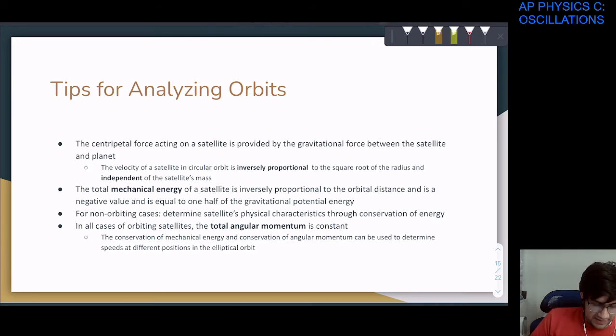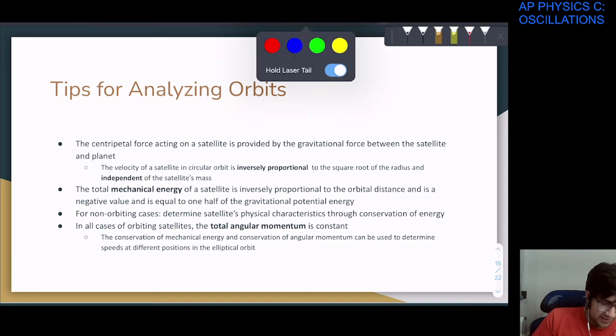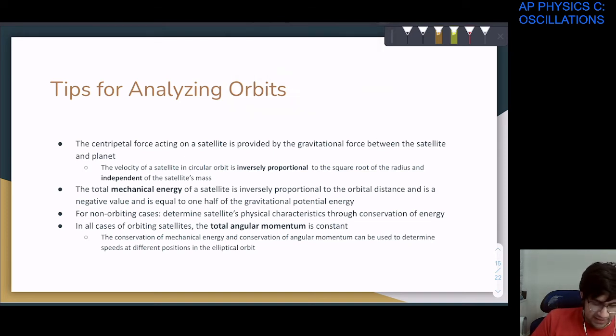For non-orbiting cases, you can determine the satellite's physical characteristics through conservation of energy. And this is the most important point, the last one: in the case of orbiting satellites, the total angular momentum is constant. So the conservation of mechanical energy and conservation of angular momentum can both be used in that case here.